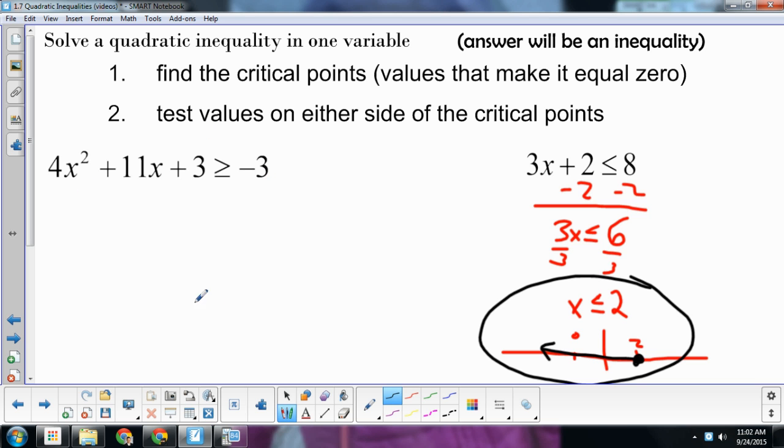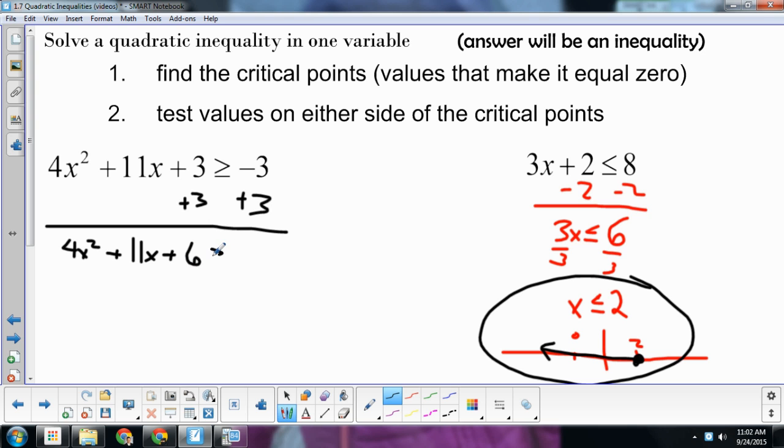for this particular inequality. So what we do is first we set it equal to 0, like we did when we were solving an equation in the last lesson. I'll add 3 to both sides. And we'll have 4x squared plus 11x plus 6. Now, this quadratic expression, we want to know, when is this quadratic expression greater than or equal to 0? So what I do is I'm going to figure out the equal to part first. So step 1 as we do this is to find the critical points. The critical points are going to be the values for x that make it equal 0.